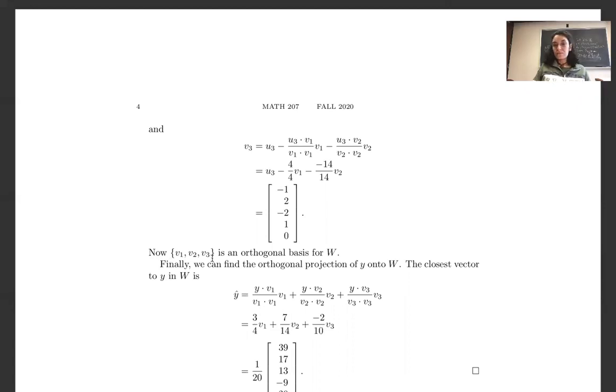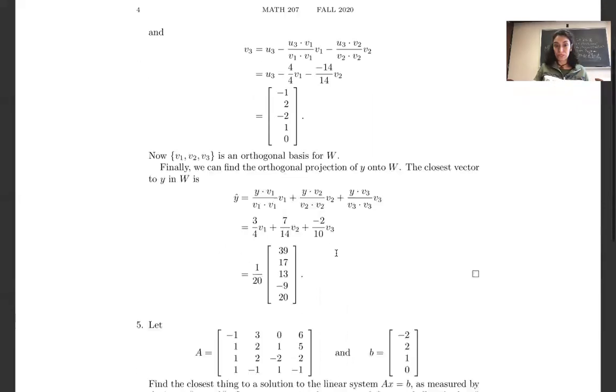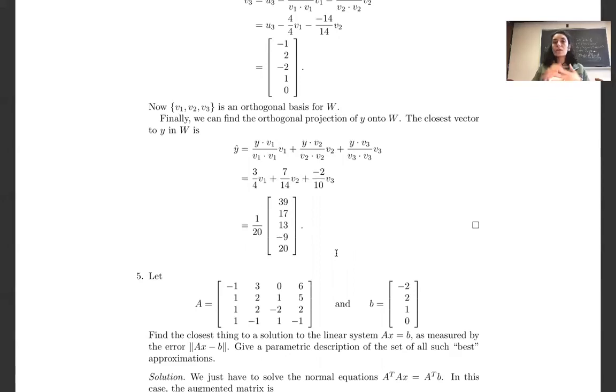Now, these new vectors will form an orthogonal basis for the column space of your matrix. So what can you do now? Since you have an orthogonal basis, you can immediately find the orthogonal projection of your Y vector onto this W set by applying the orthogonal projection formula. Okay? And this is the answer.